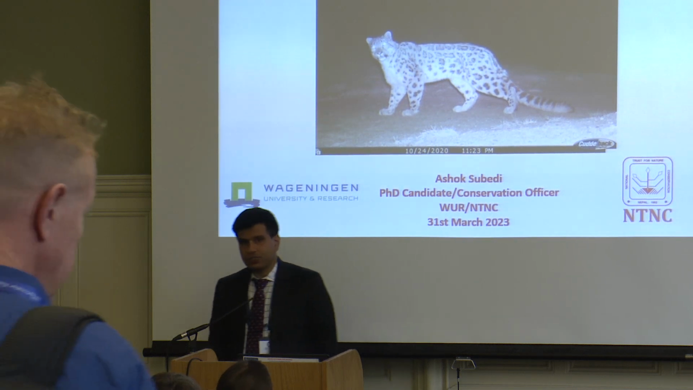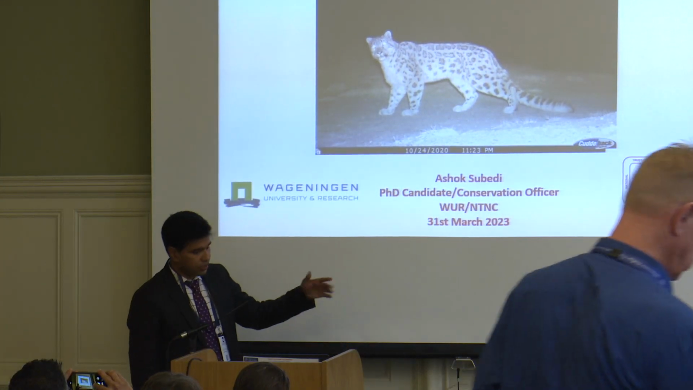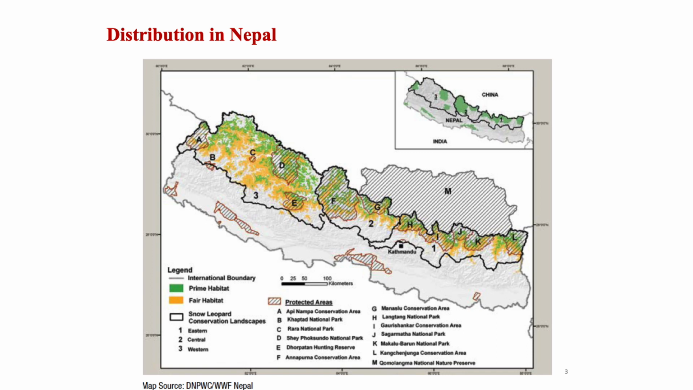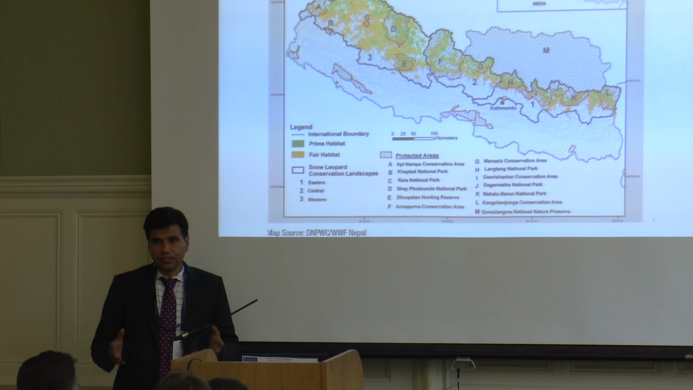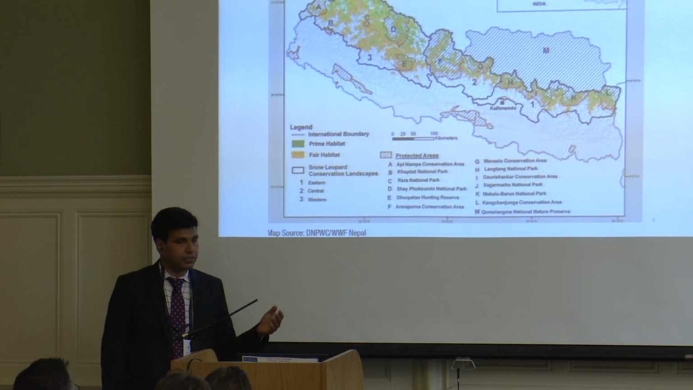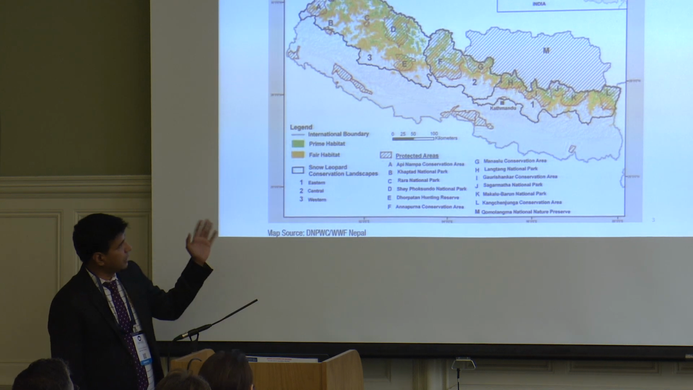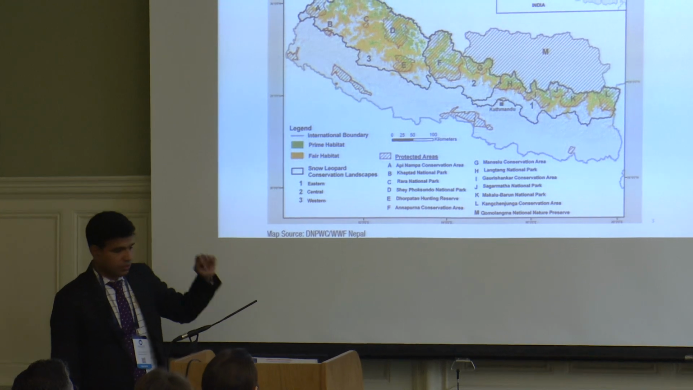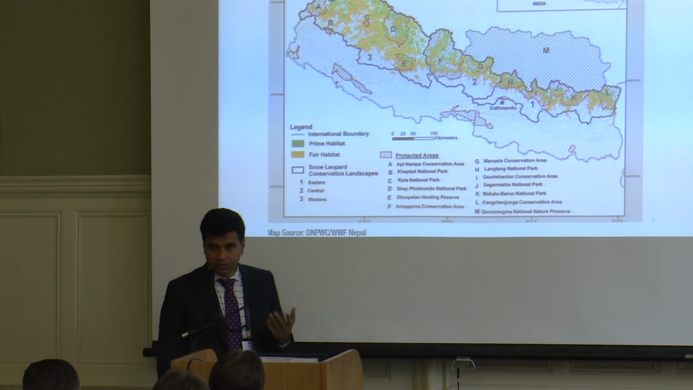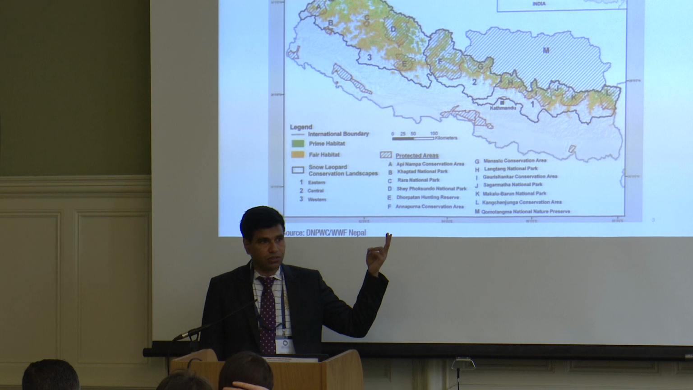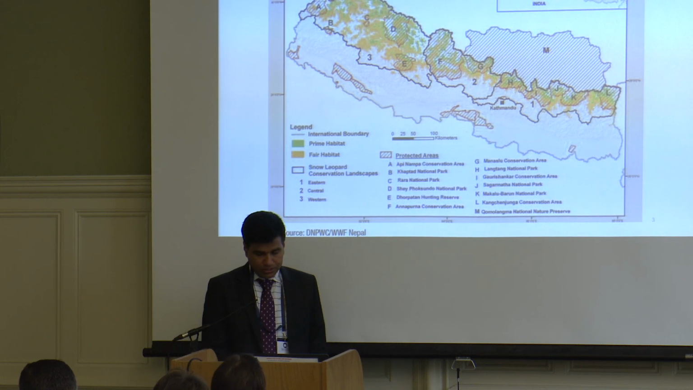And in Nepal, snow leopard is distributed all over, from east to west. The whole habitat of the snow leopard is divided into three different conservation landscapes: the eastern conservation landscape, the central conservation landscape, and the western conservation landscape. We have declared about 13 protected areas within the snow leopard habitat in the mountains of Nepal.